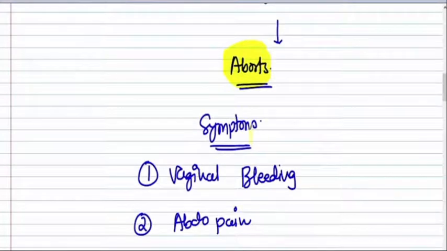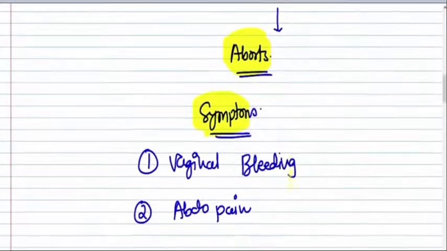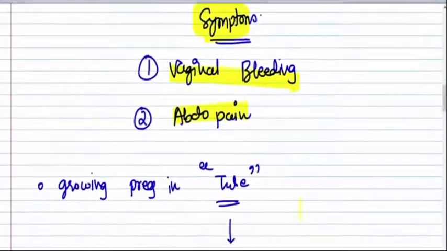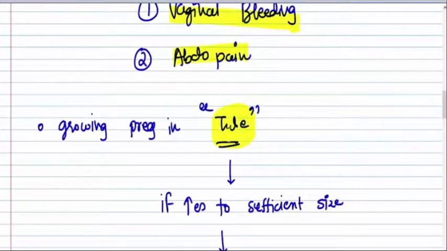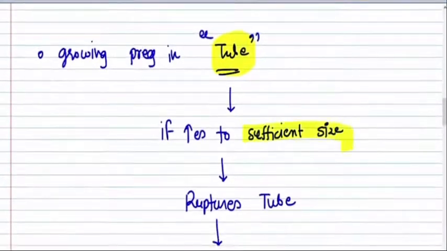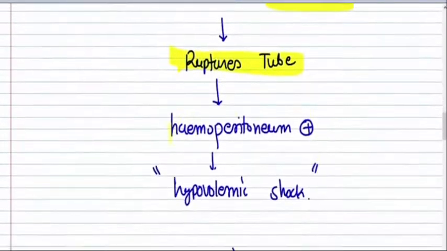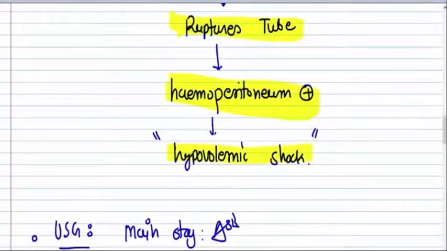So there are symptoms of abortion in ectopic pregnancy like vaginal bleeding and abdominal pain. Now, the growing pregnancy in the tube can increase in size sufficiently and can rupture the tube, and this will lead to hemoperitoneum, and this will in fact lead to hypovolemic shock, and that makes an ectopic pregnancy an obstetric emergency.